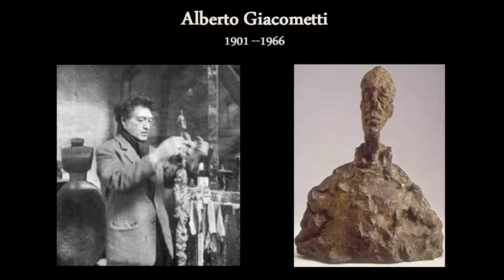In temperament, Giacometti belongs to a different philosophical construct, a different approach to art altogether, whereas Alexander Calder is an artist who worked very differently, not only in terms of ideas, but also in terms of the medium, materials and forms. Now, first look at Giacometti, Alberto Giacometti. He was born in 1901 and died in 1966.